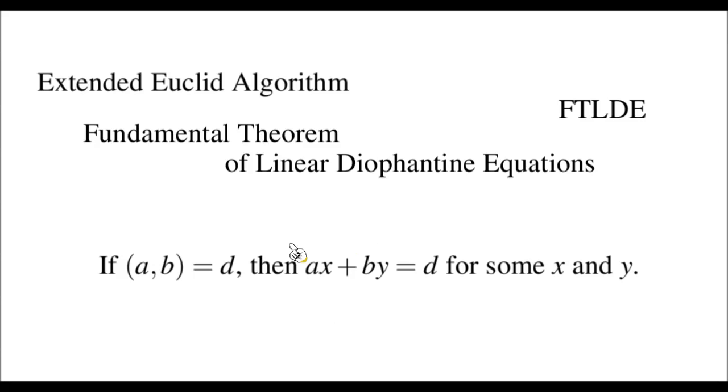Well, the theorem states that if we have two positive integers a and b, and if d is their greatest common divisor, then we can obtain that greatest common divisor as a combination of a and b with some integers x and y.